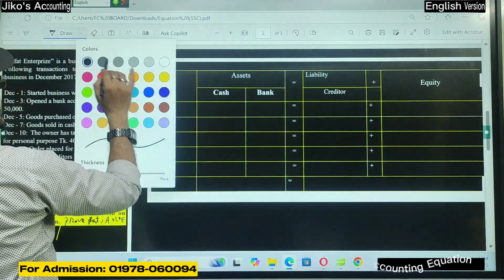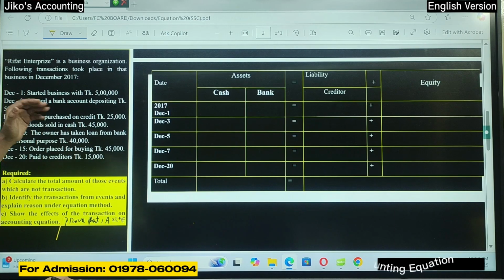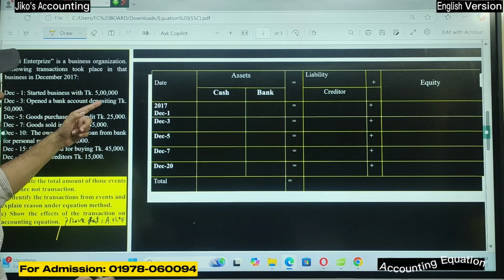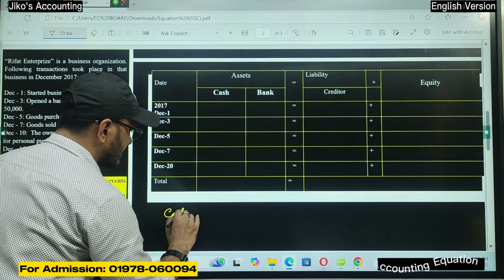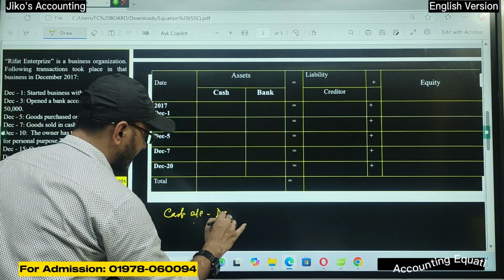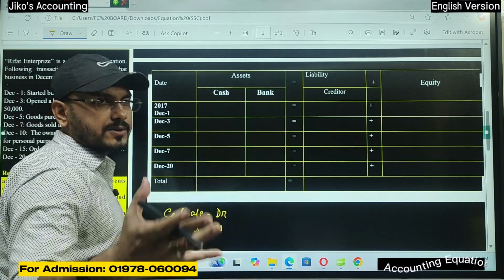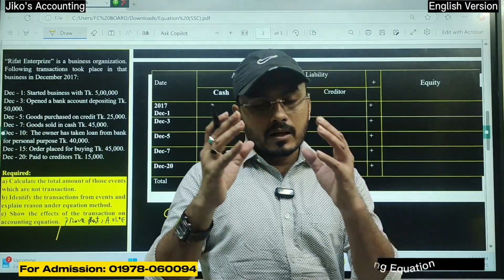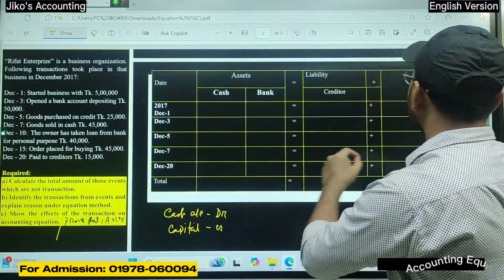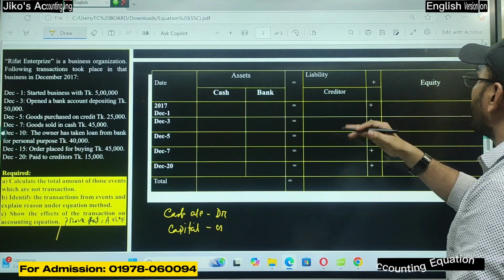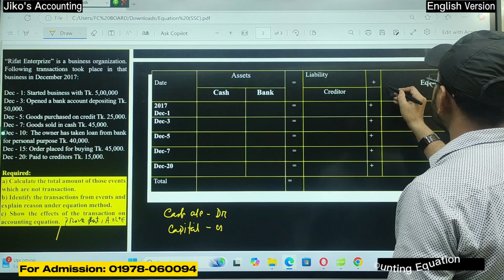Now, what do we have to do? First of all, you can see here, I started business with taka 5 lakh. If you want to do it as a journal, cash account debit and capital account credit. Most students, while doing this math, make a basic mistake in the case of the equity. If you have any problem, for your convenience, you can write it down like this.